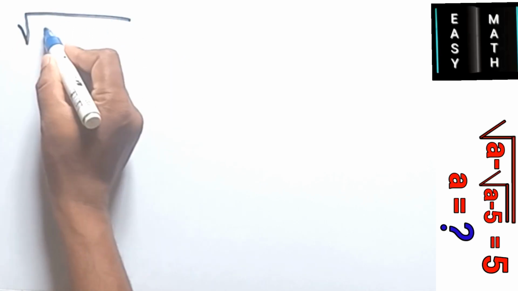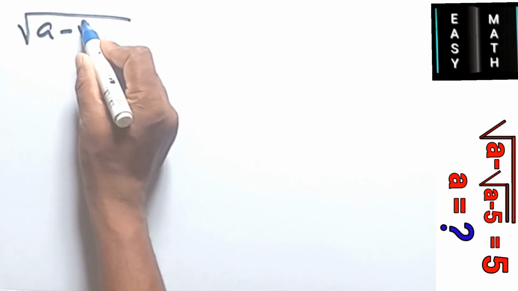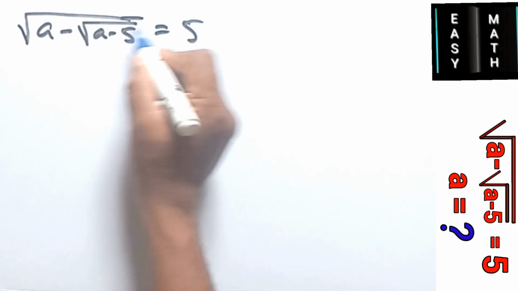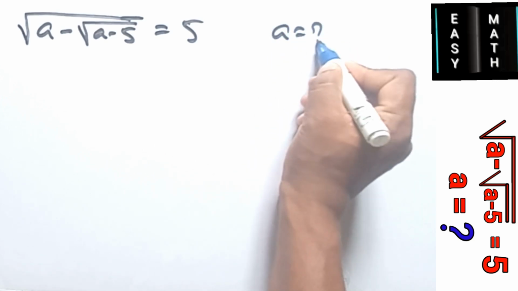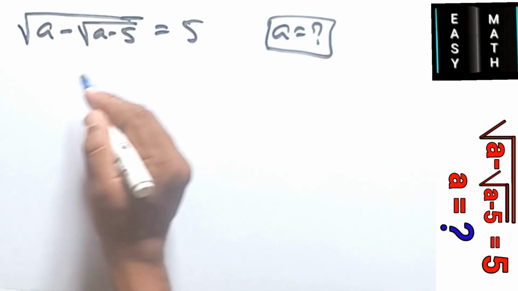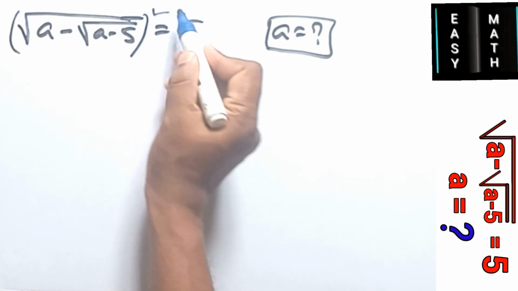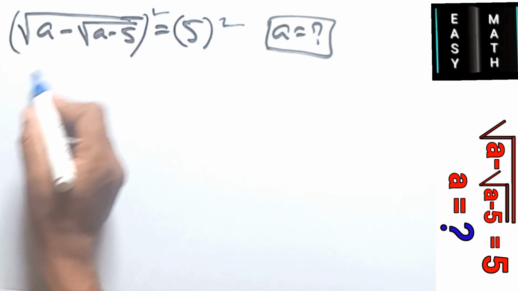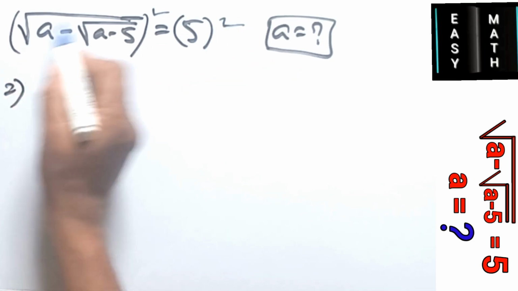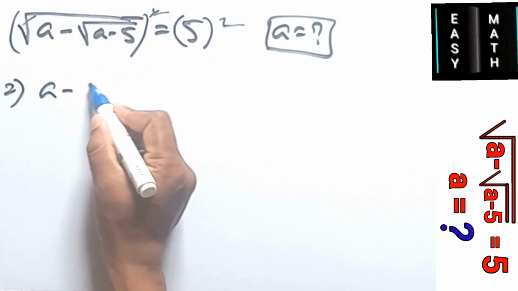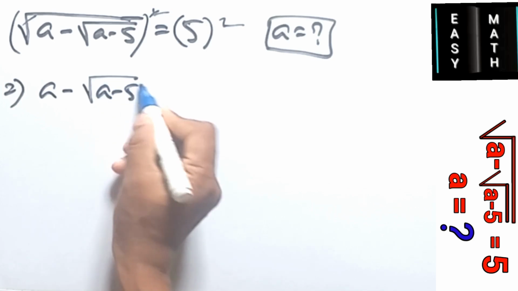Root a minus root a minus 5 equals 5. Find the value of a. How? First, we square both sides. The root and the square cancel, so we get a minus root a minus 5.